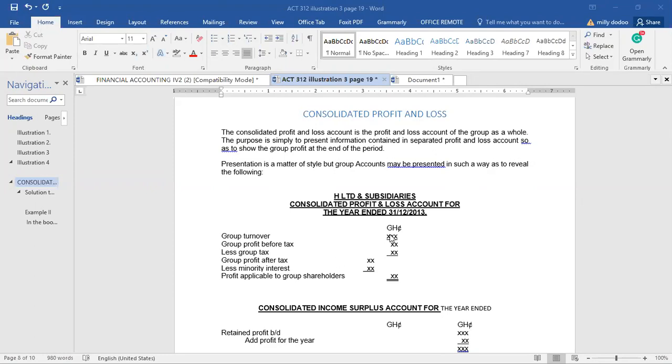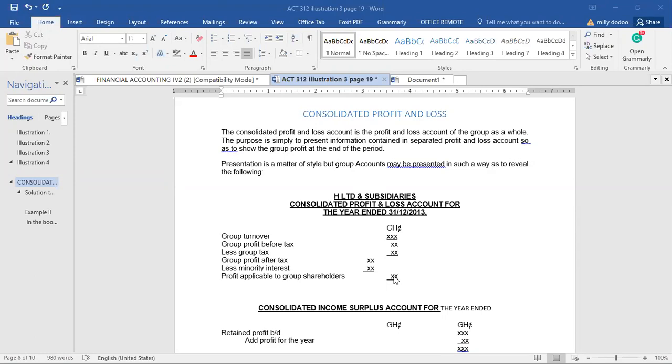So the sales you are seeing here, or the turnover you are seeing here, we are assuming is the sales of A and B added together. The profit you are seeing here is the profit of A and B added together. The tax you are seeing here is the tax of A and B together. Then you have profit after tax, then you have your minority interest, and then what is left here is your group profit. So basically, when we talk about consolidated profit and loss account, that is what it is.